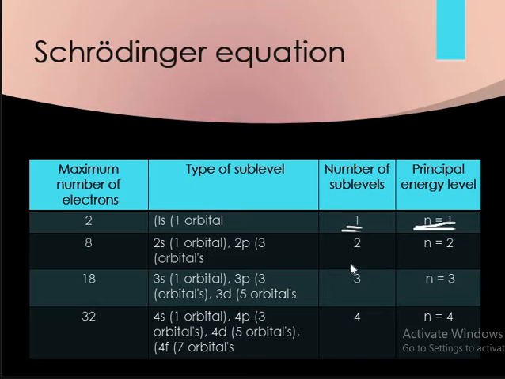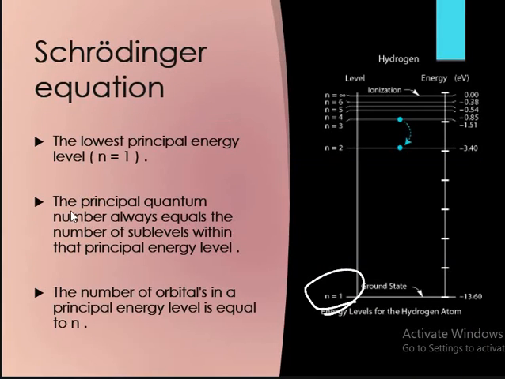N equals 2, the number of sublevels is 2. N equals 3, it's 3. N equals 4, it's 4. So the same thing is found here. Again, the principal quantum number always equals the number of sublevels in the principal energy level. The number of orbitals in the principal energy level is equal to n.